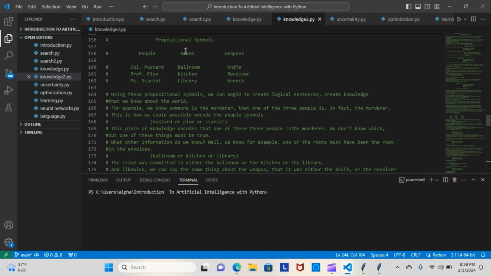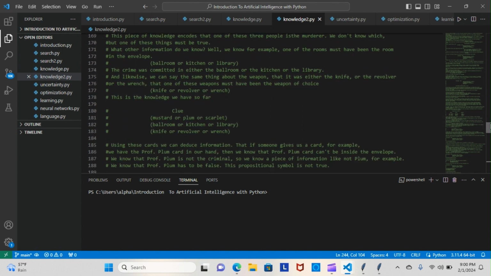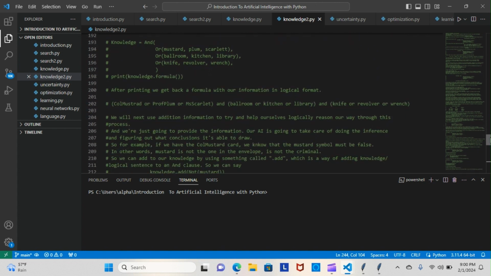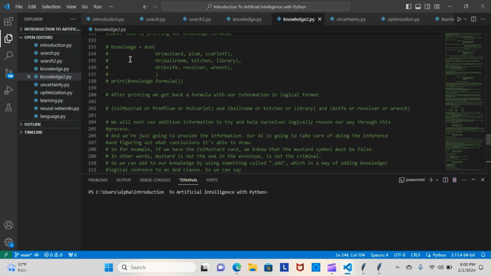Now, what they're saying is this: we know that there was a murder because it's a Clue game. One of these three people could have done it, one of these three locations could have been the location of the murder, and one of these three weapons could have been the weapon of choice. Now, what we did was we went through all of the information and we coded it up logically so that we can have a representation of it in code of how we could solve this murder mystery. And it came out looking something like this.